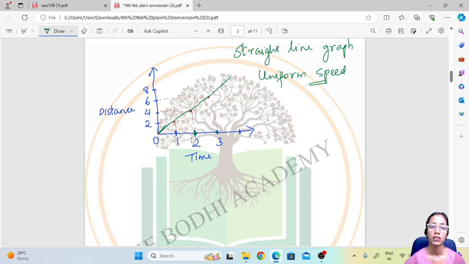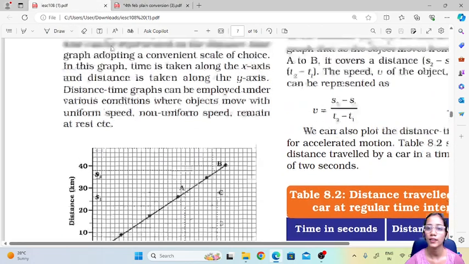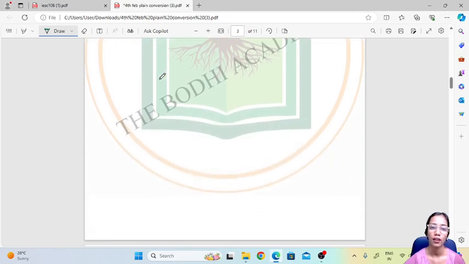So this will be my t1, time 1 and time 2. Then the 2 points for distance are these 2 points. So this will be my s1 and s2 for distance. Okay, so the formula is again distance upon time. This will be v is equal to (s2 minus s1) upon (t2 minus t1).